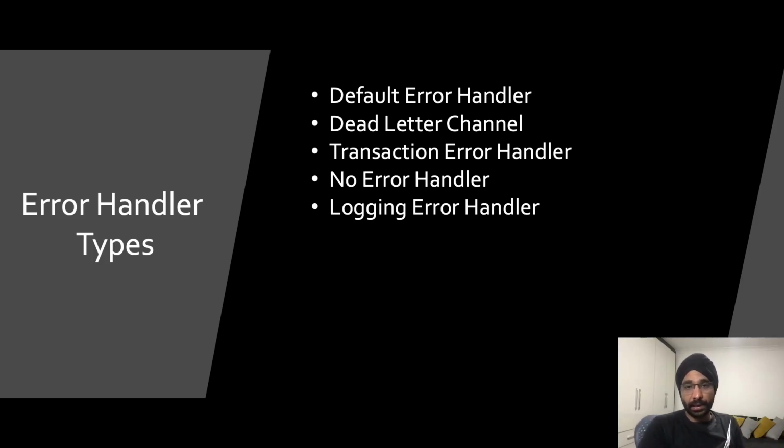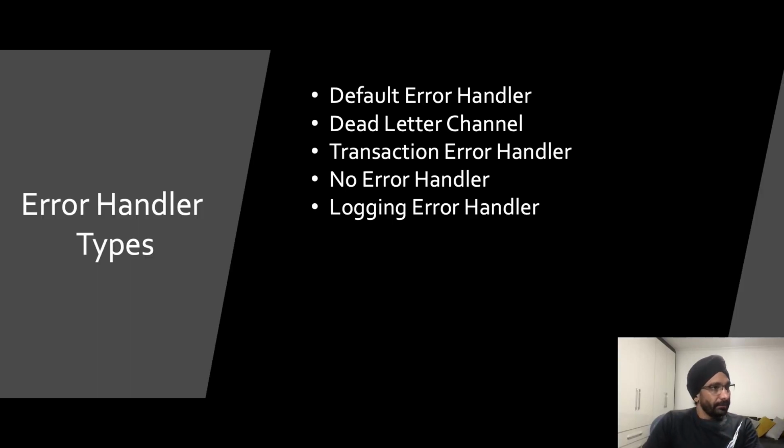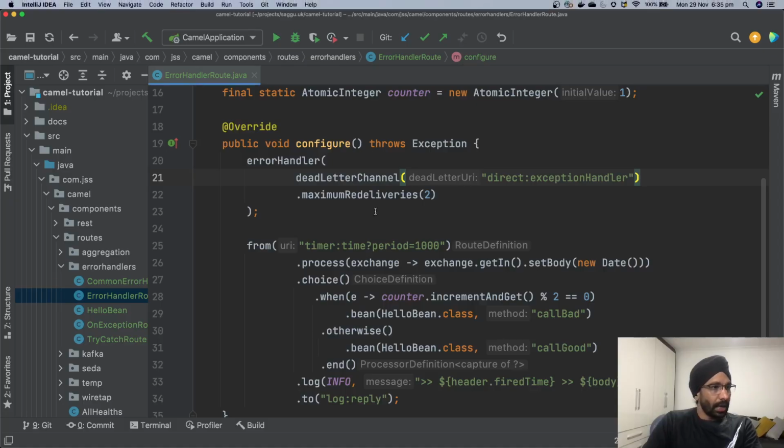The last one is the logging error handler. This error handler has now been deprecated. It's not recommended by Camel in favor of number two, dead letter channel. So Camel is recommending: don't use this one, use dead letter channel instead. All right, so this is the end of the presentation. Now let's go back to our code.